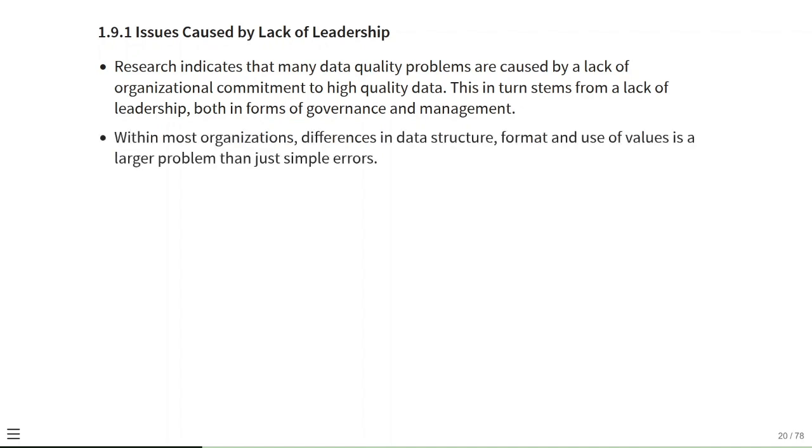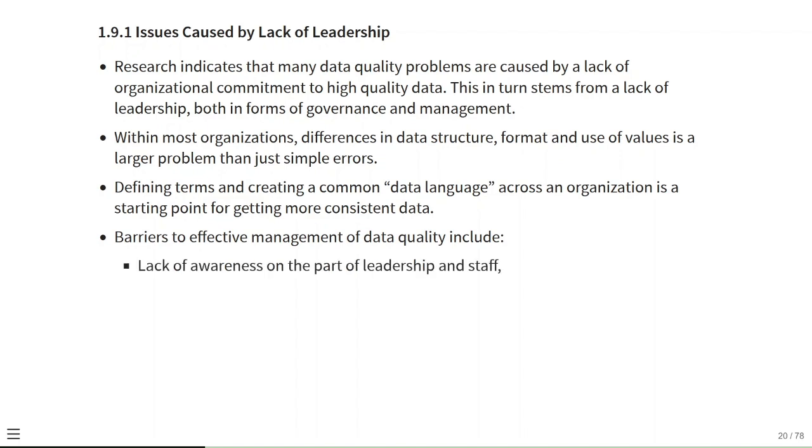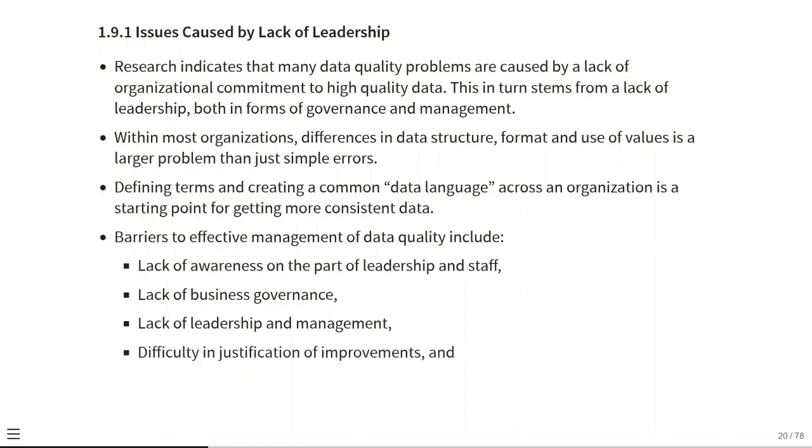Within most organizations, differences in data structure, format, and use of values is a larger problem than just simple errors. Defining terms and creating a common data language across an organization is a starting point for getting more consistent data. Barriers to effective management of data quality include lack of awareness on the part of leadership and staff, lack of business governance, lack of leadership and management, difficulty in justification of improvements, and inappropriate or ineffective instruments to measure value.